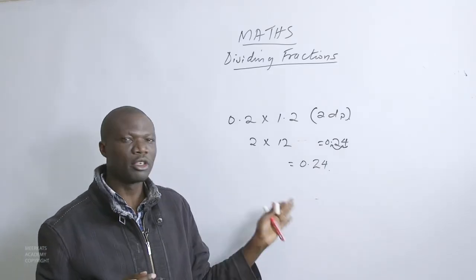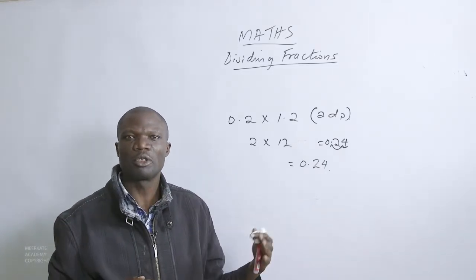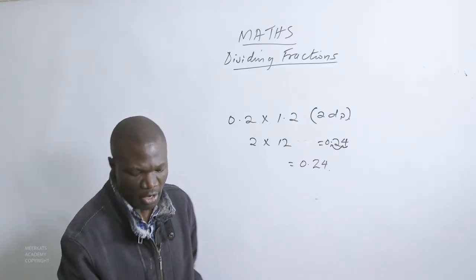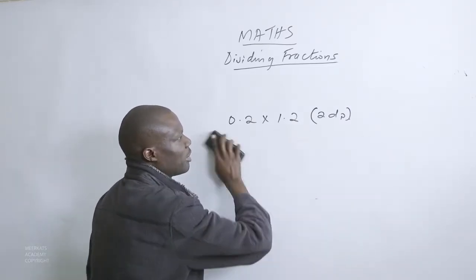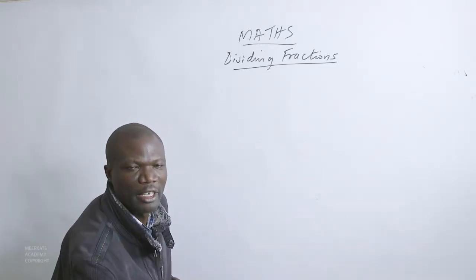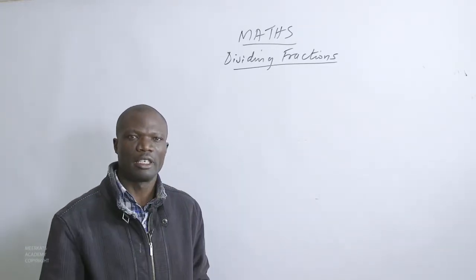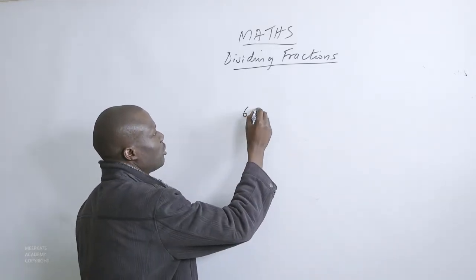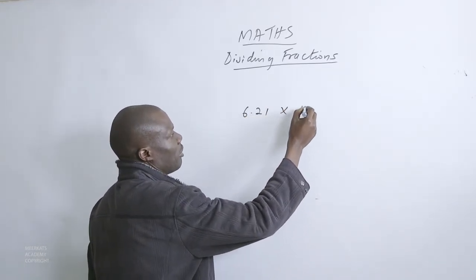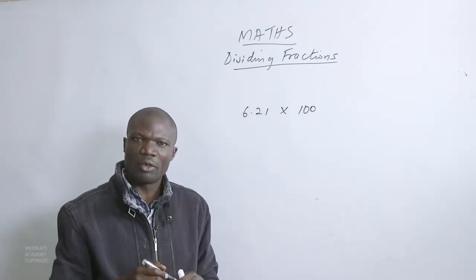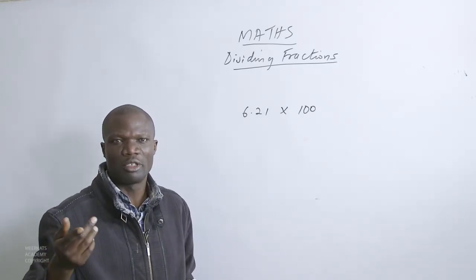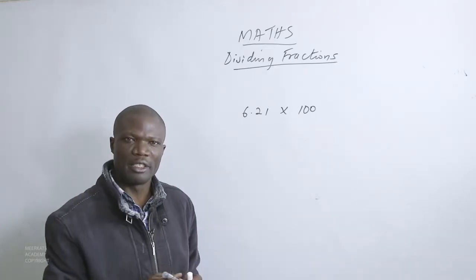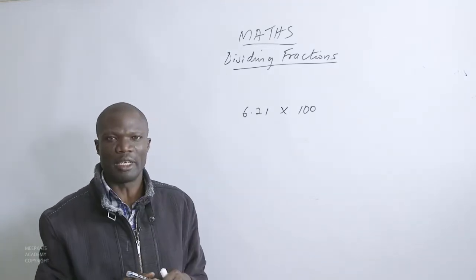Also, we looked at multiplying decimals with multiples of 10. In such a particular case, we find that it was important for us to identify the number of zeros that exist in a multiple of 10. For example, if we have 6.21 multiplied by 100, 100 is a multiple of 10. So we assume the zeros first, and then we just multiply as usual.